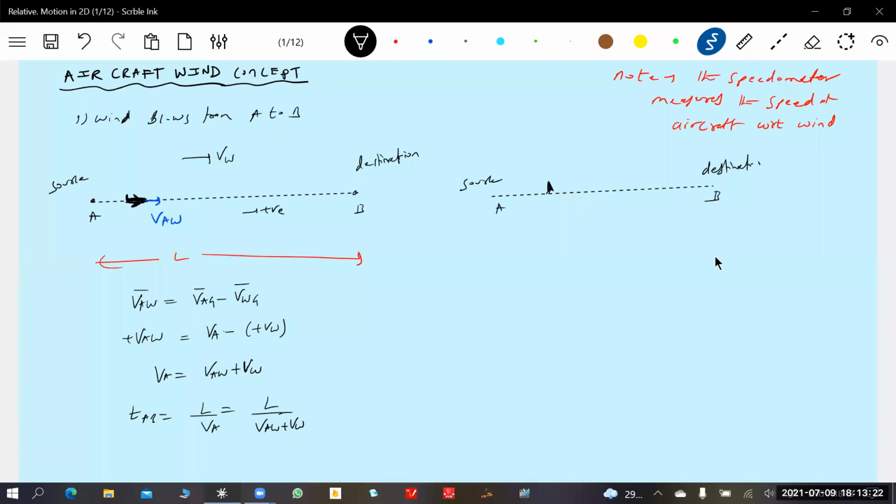Sir, what is L in this formula, sir? Length, no, how do you not saying source to destination? Huh? Okay, sir. The distance from source to destination.